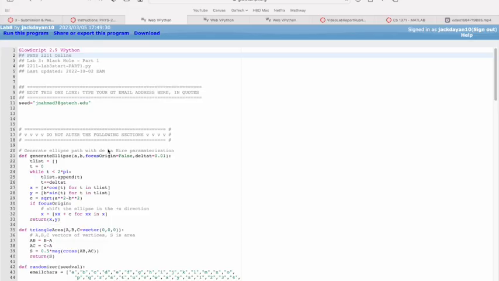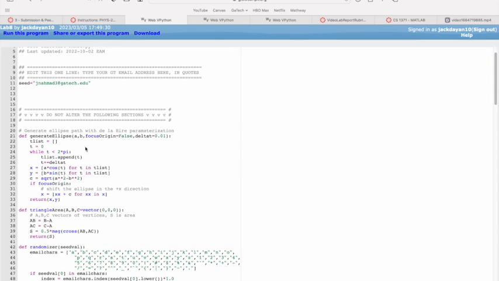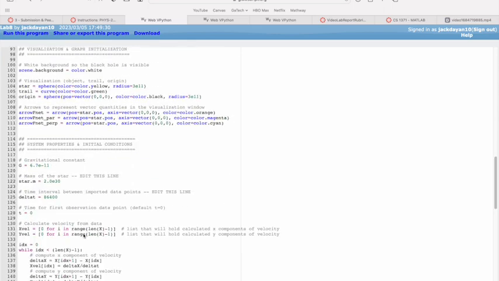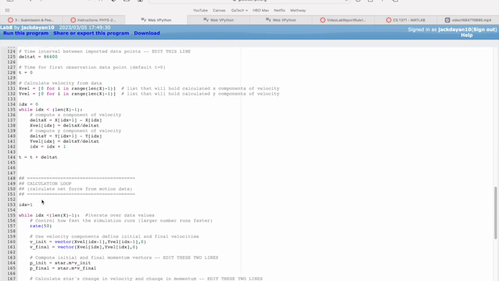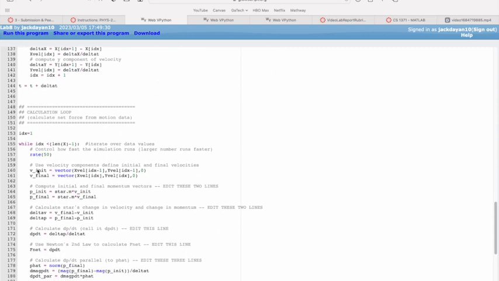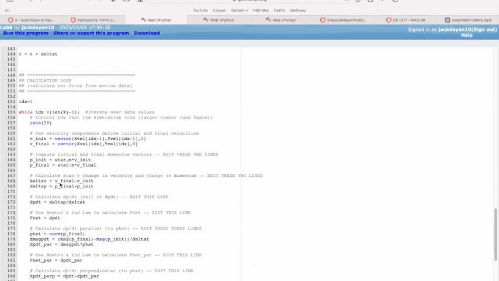First part of the experiment: here we have the GlowScript program, which was used to determine the mass of the black hole. As you can see, here's my personal email address, and as we scroll down, we start here with the gravitational constant, the mass of the star, and the time intervals between the important data points, which is 1 day in seconds. Later, we're actually calculating the initial velocity and the final velocity, and also the final and initial momentum by multiplying the star mass with its velocity. And then we calculate the change in velocity and the change in momentum, subtracting the initial from the final of each.